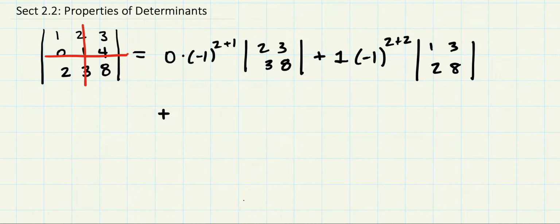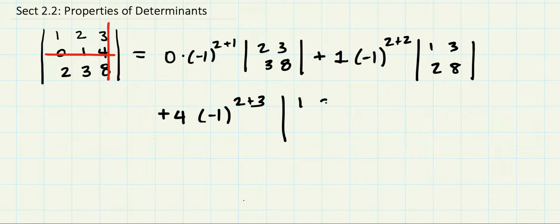plus 4 times -1 to the 2 plus 3. Cross out this row and this column. And then we find the determinant of 1, 2, 2, 3. By now you should notice a pattern that every other term gets a negative. So here you can see this would have been a negative entry, a negative part of this formula. And then here we're going to have a positive, and this one's going to be negative.